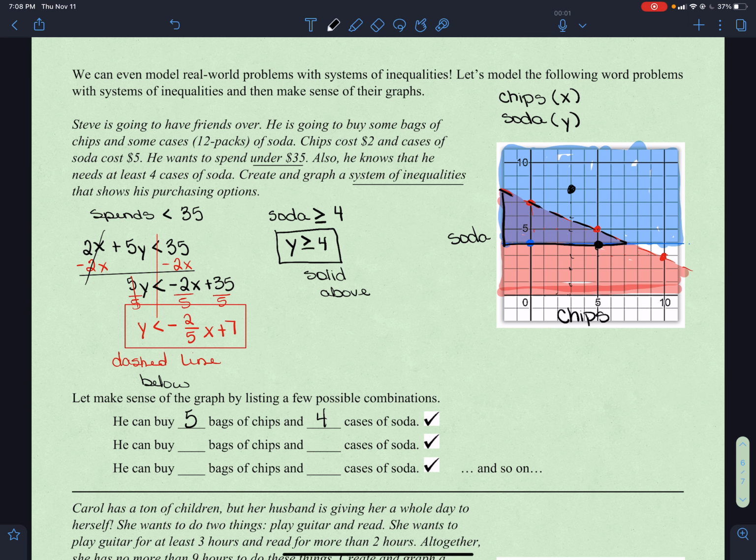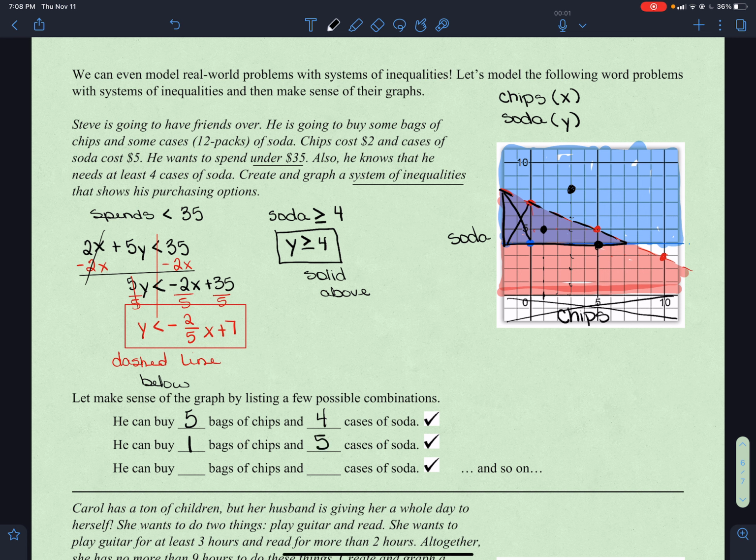Well, what if I know that I'm just looking in that area where it's purple? And here's another thing. It's actually not even going to be this area here. Same reason as this stuff that I didn't shade down here, because that's below 0. We can't have negative numbers. So what if he said, I'm going to buy 1 bag of chips and 5 cases of soda. Well, here's 1 bag of chips and then 5 cases of soda. Could he do that? Yeah, he could buy 1 bag of chips and 5 cases of soda.